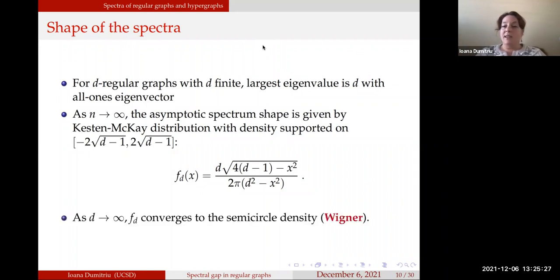As d goes to infinity, the Kesten-McKay distribution converges to the semicircle density. But this is the case of taking a limit, not on d and n going together, but first on n and then on d. So there's no reason a priori to believe that if you take the limit in d and n at the same time, you will still get the semicircle density. And yet you do.